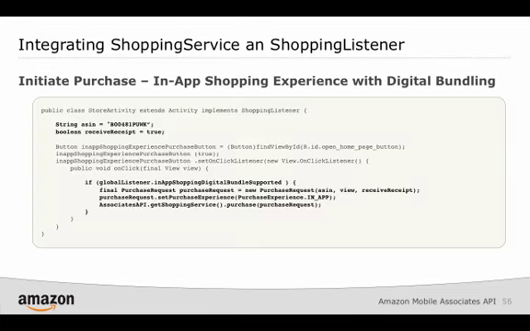The purchase request is the same as for the in-app shopping experience, except that we pass in a value of true as a third parameter to the purchase request constructor to specify that you require a receipt to be returned. In order to get the receipt, your app must make a digital bundle available to the customer. What you choose to offer to the customer is up to you, and it should be specific to your app.